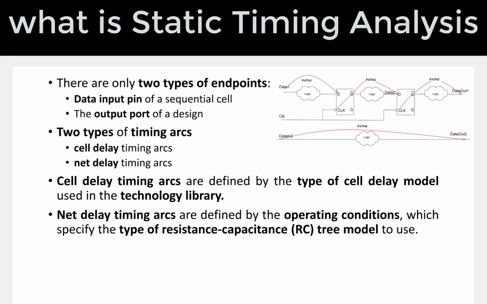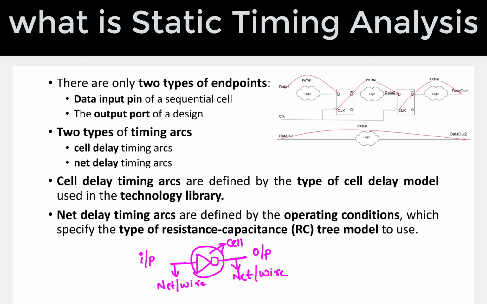Let us see one example. If you take an inverter, it will have one input and one output. Here cell delay means the delay because of this particular cell, whereas net delay is because of these wires. This is called a net, or else you can call it a wire. Similarly, you can call this a net or wire. The delay that you get because of this wire is called wire delay or net delay, and the delay that you get because of this cell is called cell delay.